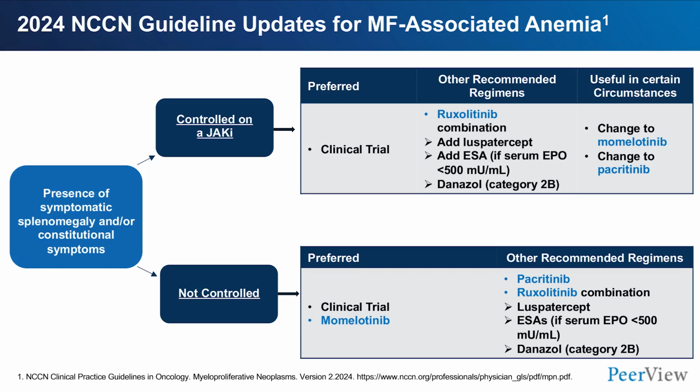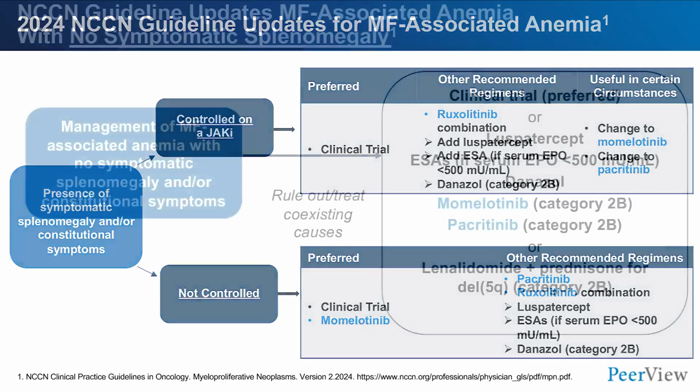The second scenario is a patient with anemia and symptomatic splenomegaly and/or constitutional symptoms that are not controlled by the JAK inhibition. In this case, momelotinib is the preferred option due to the activity against spleen, symptoms, and improvement of anemia. And the other recommended regimens include pacritinib for those patients with a platelet count lower than 50,000, or ruxolitinib in combination with luspatercept, ESA, or danazol.